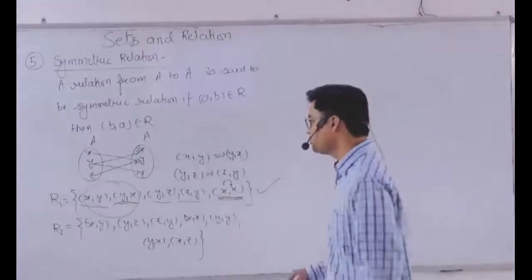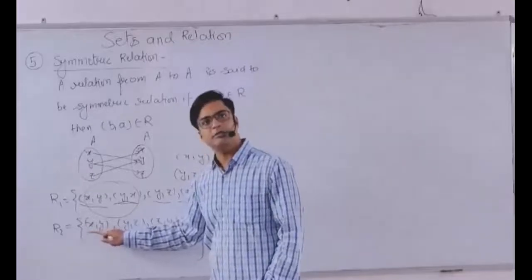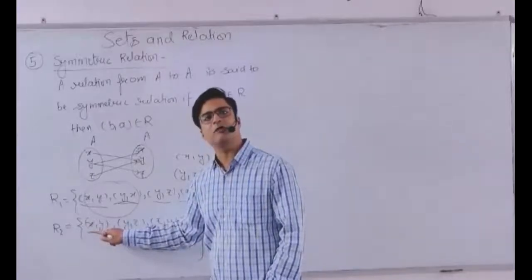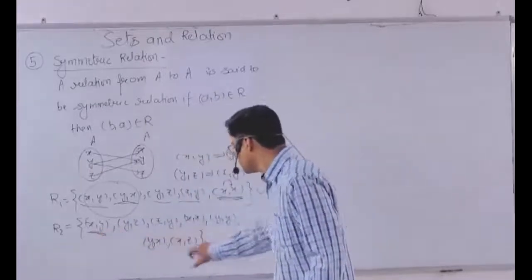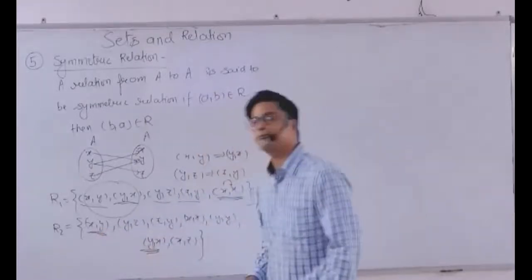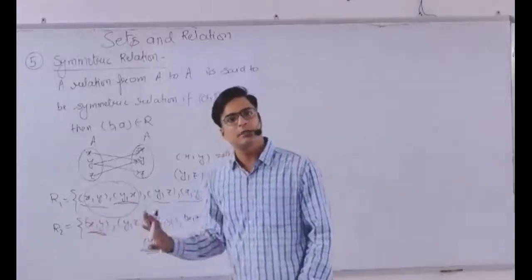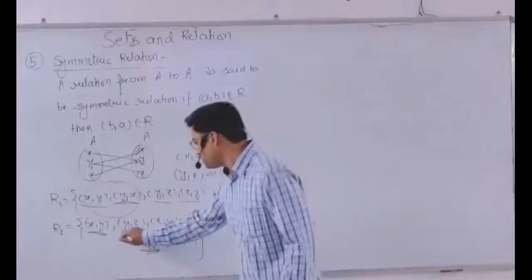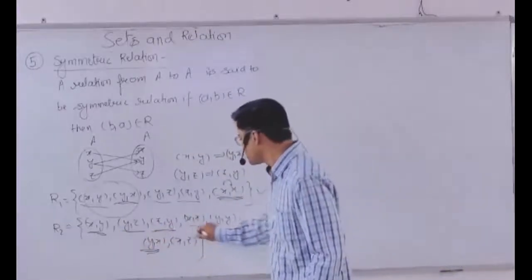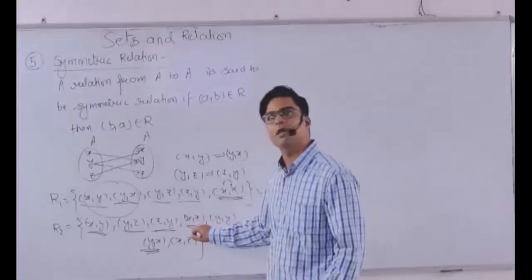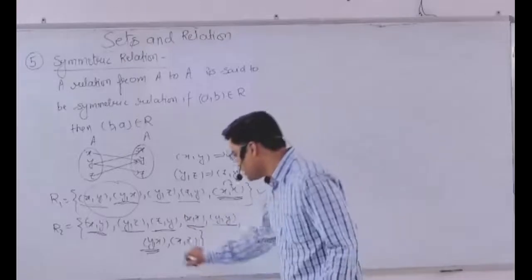Let's come to R2. X comma y. For this relation to be a symmetric relation, y comma x must also be present. Do we have y comma x? Yes, we have y comma x. Yes, this symmetric condition for the first element is satisfied. Y comma z and z comma y, again it is satisfied. X comma x, again satisfied. Y comma y, again satisfied. X comma z.